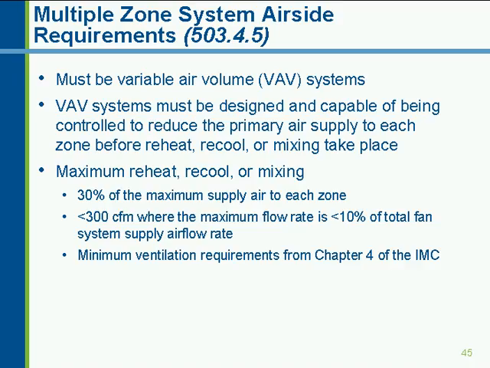Multi-zone system airside control requirements. If you've got a multiple zone system, it must be a variable air volume system. There are some exceptions. We'll get to those in a couple of minutes, but the variable air volume system must be designed and capable of being controlled to reduce the primary supply airflow to each zone before reheating, recooling, or mixing takes place. There's a maximum flow of air that can be reheated, recooled, or mixed, and that maximum flow must meet one of the following three. It must be either 30% of the maximum supply airflow to each zone or less, less than 300 CFM total where the maximum flow is less than 10% of the total fan system supply airflow rate, or that amount can be up to the minimum ventilation requirements of Chapter 4 of the International Mechanical Code. So you're allowed to reheat as much air as required for ventilation purposes.